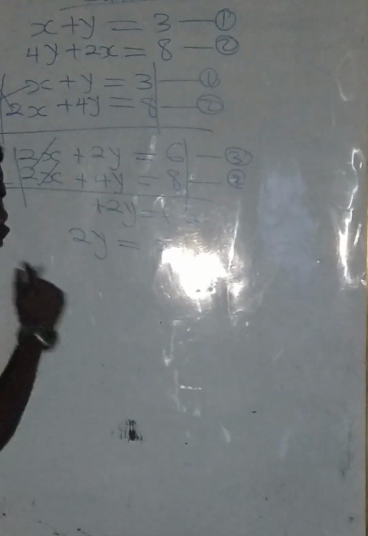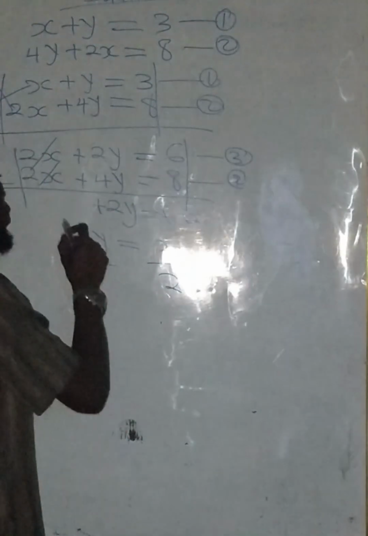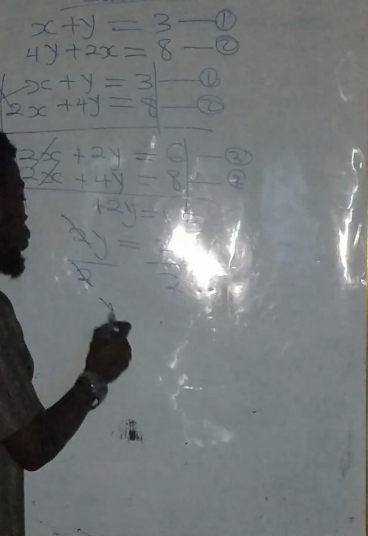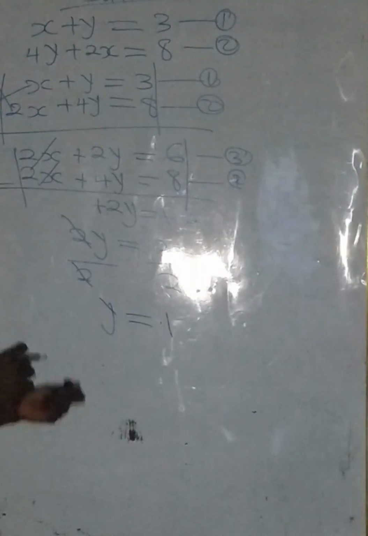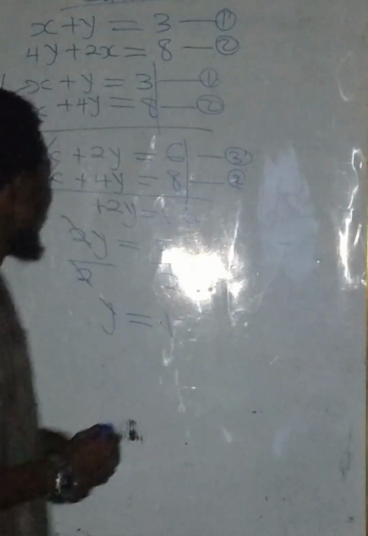So to find the value of y, what do we do? Divide both sides by 2. The 2 and 2 cancel, and y is now equal to 1. So we have gotten the value of y. Let's solve for x.